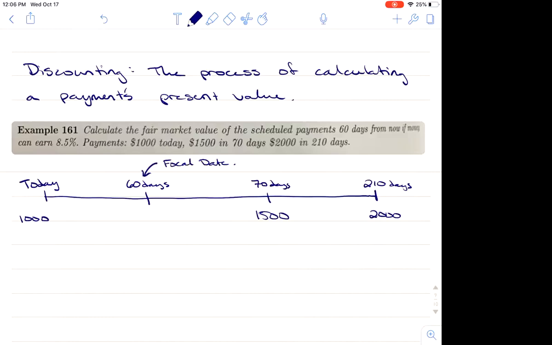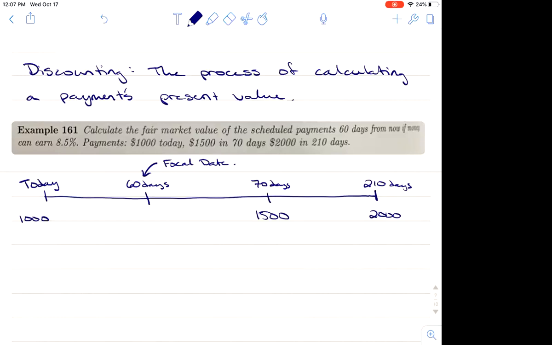Right, so on the test, it would say use 60 days as the focal date, so you don't have to flounder trying to figure out where your focal date is. Your focal date is where you're going to draw all these calculations to. That $1,000 today is going to get pulled forward to some future value. But then the 70 days and the 210 days are going to get pulled back, discounted to some present value or some principal amount. Then you add those up to find the total value at 60 days. That's the fair market value.